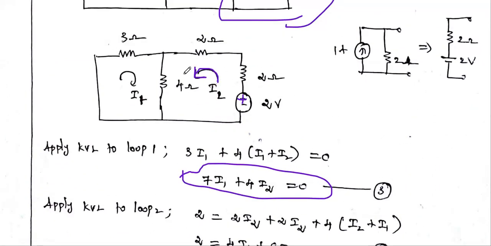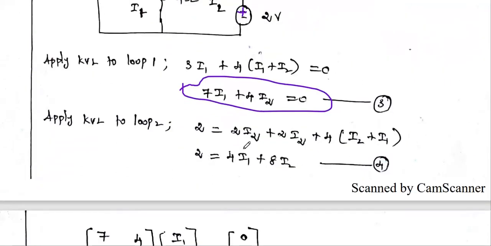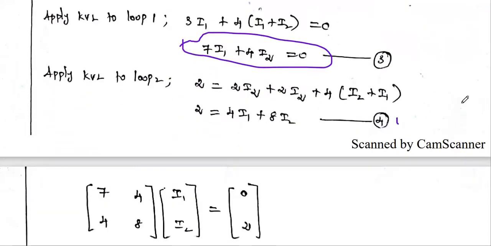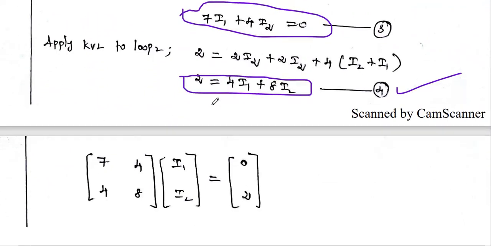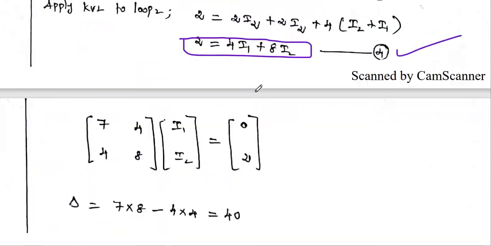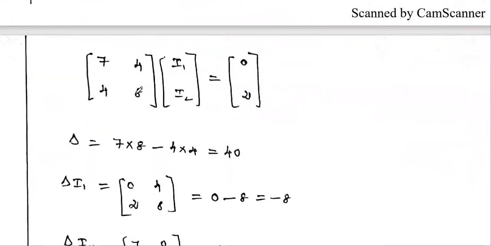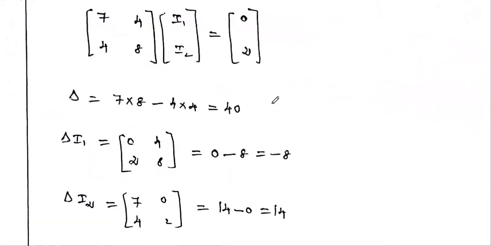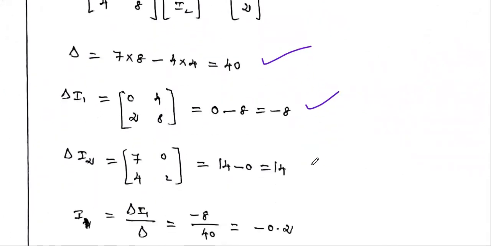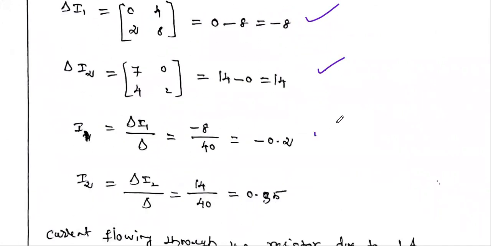Similarly, you write KVL for this loop. So 2 equal to 2 into I2 plus 2 into I2 plus 4 into (I2 plus I1). Okay, so from that you get another equation, 2 equal to 4I1 plus 8I2. By solving these two equations, you convert into matrix, then you find del, del I1, del I2. After that you find I1 and I2. So I1 is minus 0.2 amps, I2 is 0.35 amps.